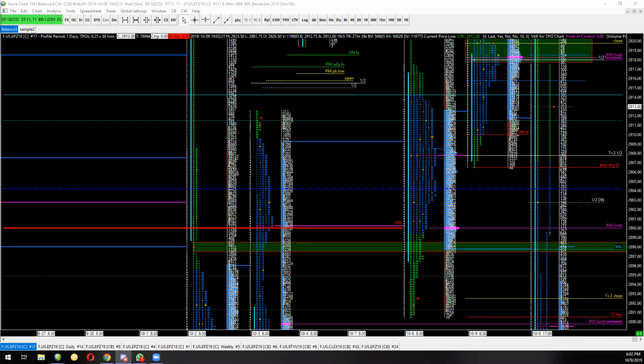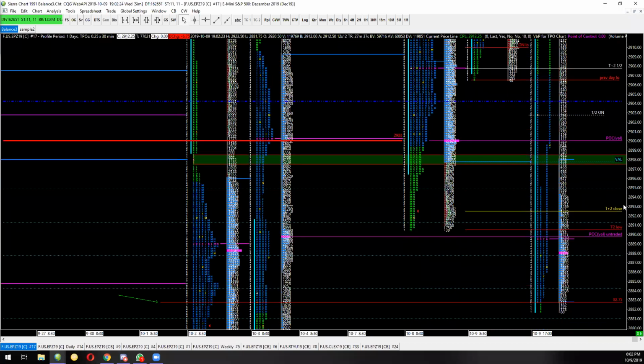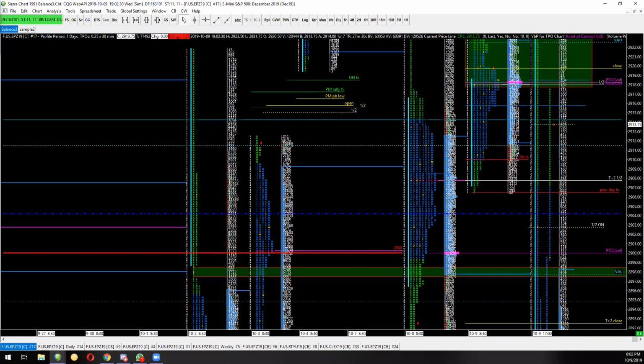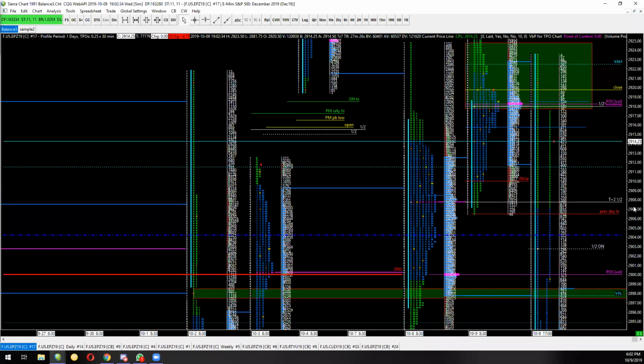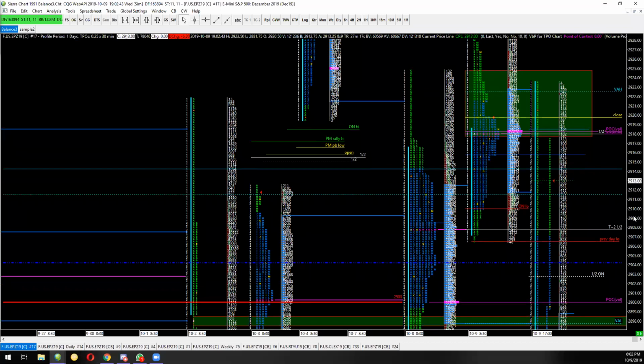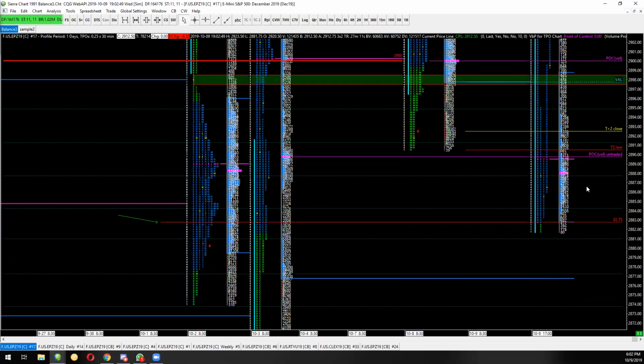Leaping lizards. Somebody picked up 340 contracts down at 28.85. Oh, good for them. And we're back in today's range. Just beautiful. So this is how market profile can help you. It can help you from getting short down here.